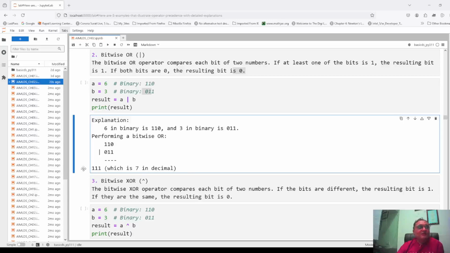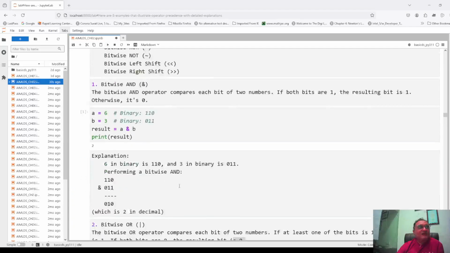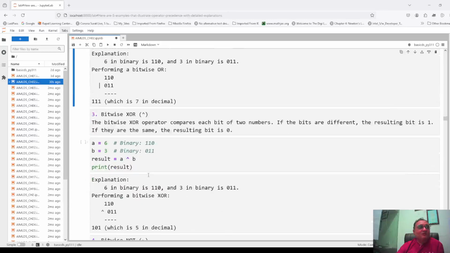So in that case, 4 plus 2, 6 plus 1, 7. So the answer should be 7. When you OR these two numbers, the answer should be 7. And you can see that we are getting 7. Here we are getting 2. Here we are getting 7.